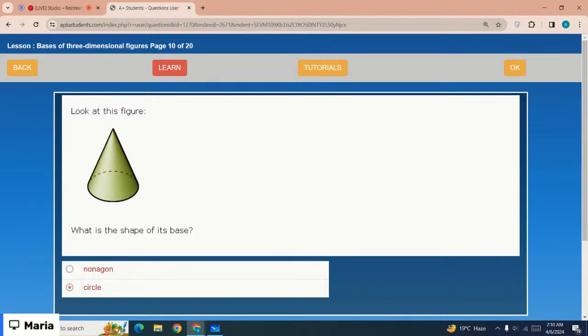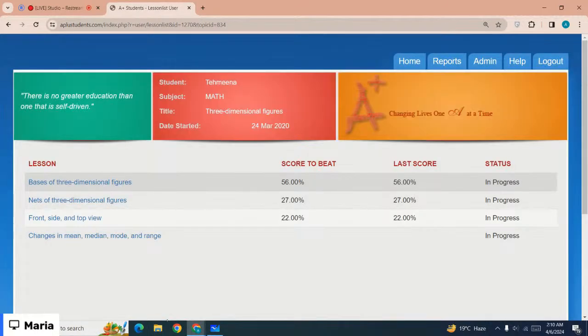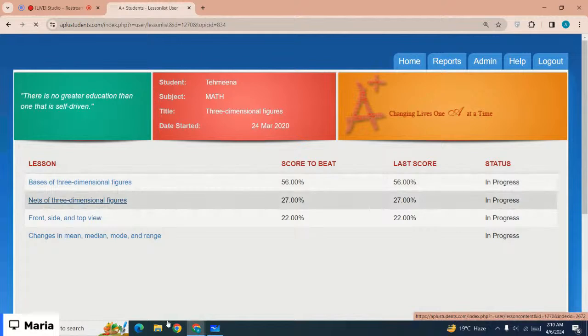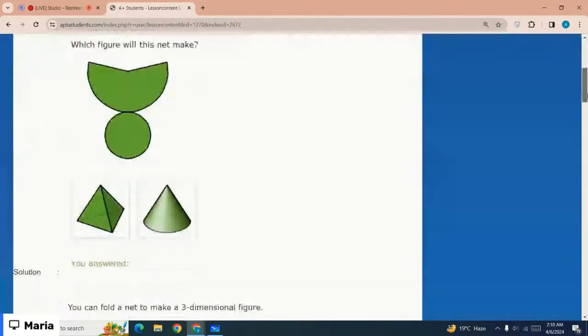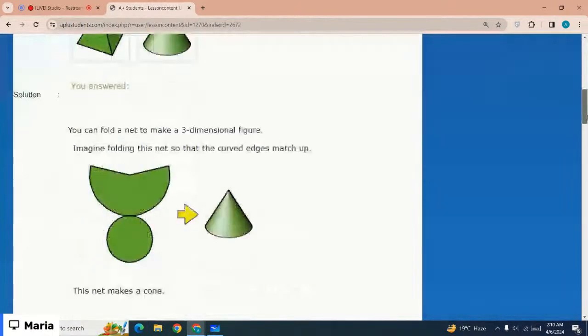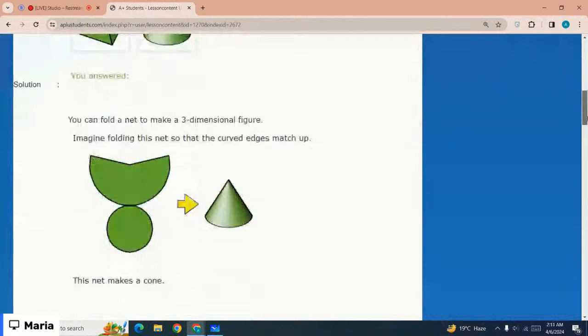And the next lesson is net of three-dimensional figures. Which figure will this net make? Basically, you have to see if you fold the image, which is the figure you can have, right? By folding the given net.